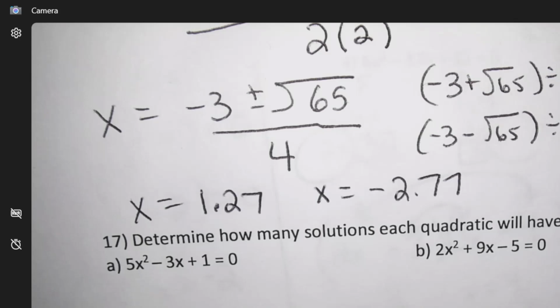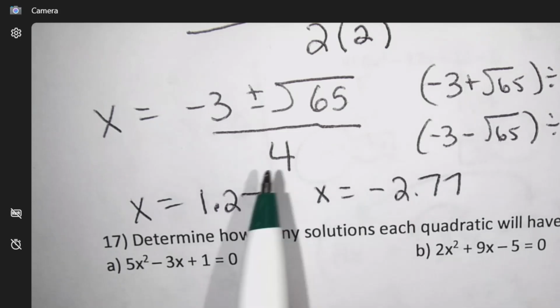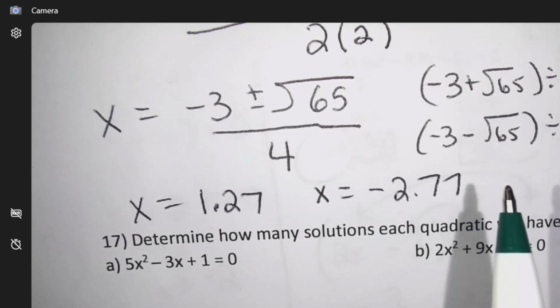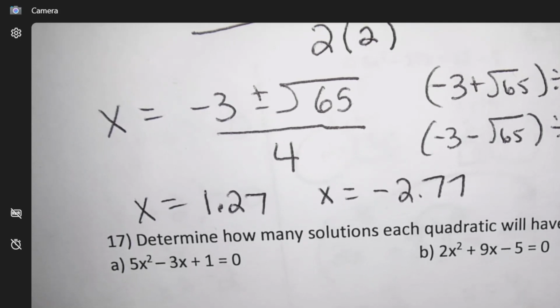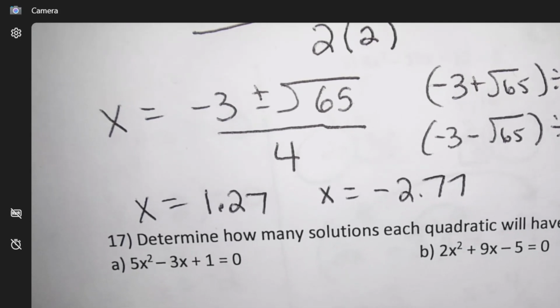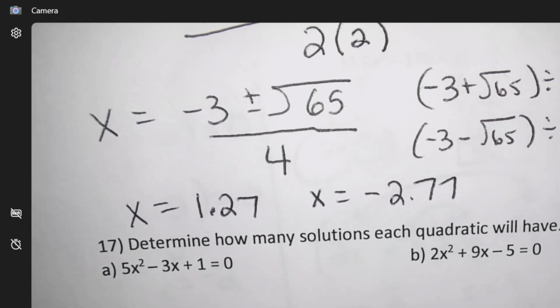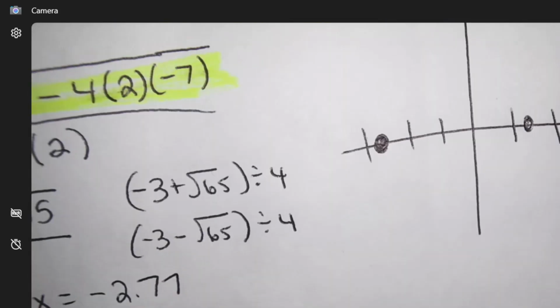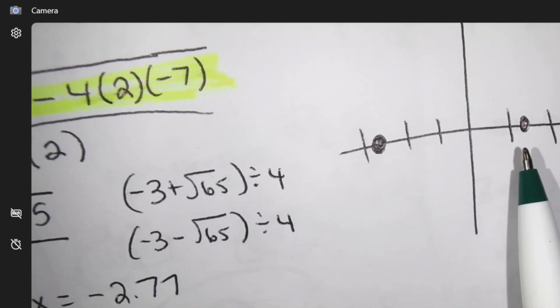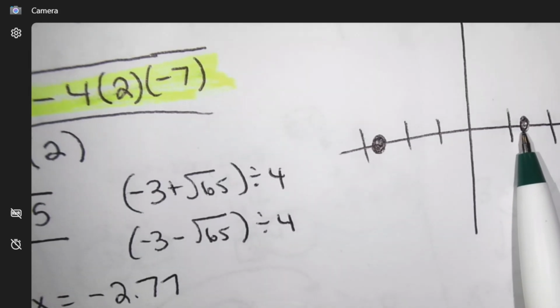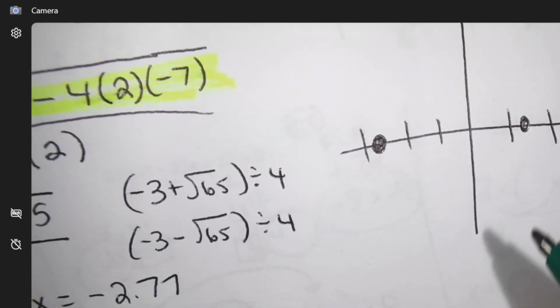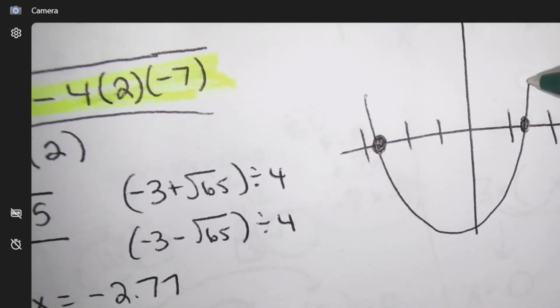Okay, I asked you to do a sketch for me, so somewhere on the test you will be doing a sketch. So what does this mean? On a sketch, what are these numbers going to represent? X-intercepts. Okay, so here's my positive 1.27. Here's my negative 2.77, and I understand what the shape is. Does this open up or does it open down?